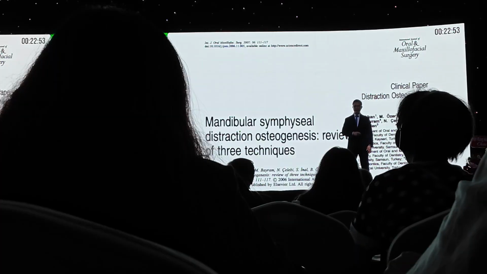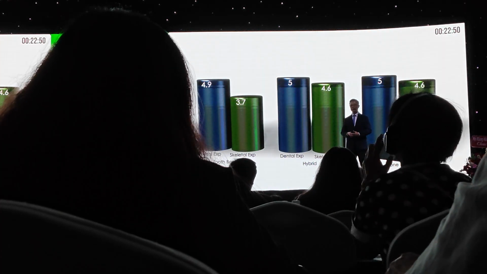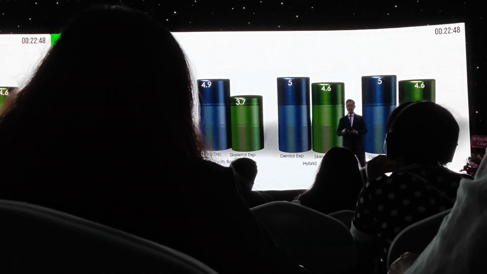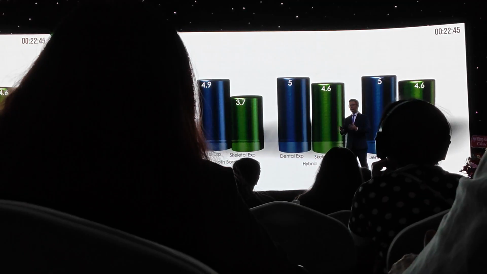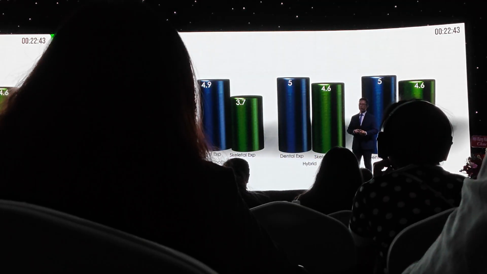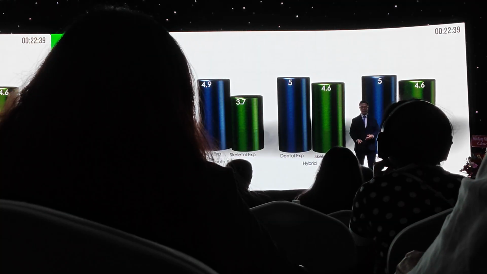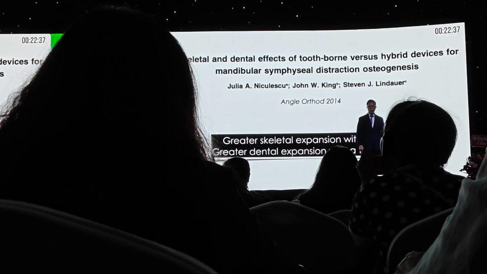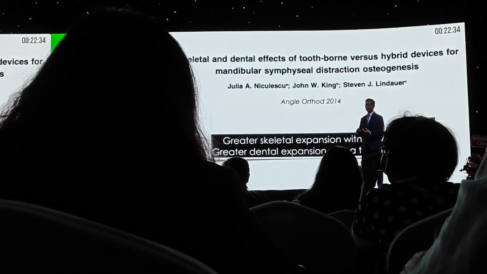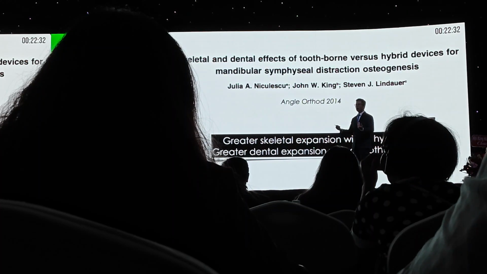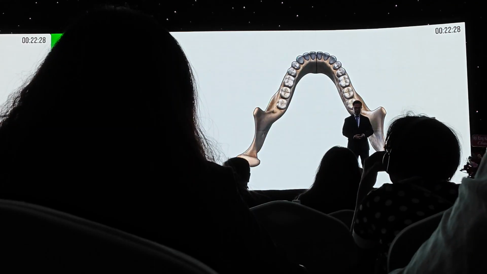And there's a review article where they measured the skeletal expansion versus dental expansion, comparing three different types. Basically, the hybrid versus bone-borne are very similar, but the tooth-bone appliances, as we expect, give a little bit more dental expansion than skeletal expansion. So if you need more skeletal expansion, maybe you have to do the hybrid, but if you need more dental expansion, you can do a tooth-bone expander.